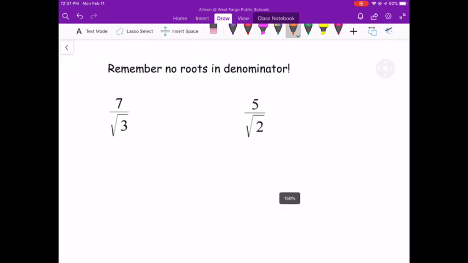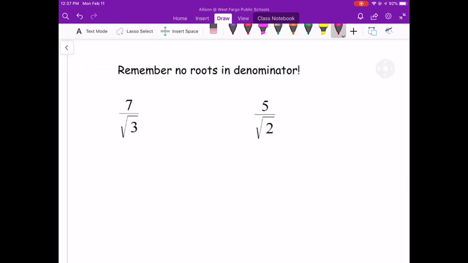No roots in the denominator means you really need to rationalize it, so you can't have the square root of 3 down here. How I get rid of it is multiplying it by the square root of 3. Whatever you do to the bottom, you have to do to the top as well. 7 is on the outside of a root, so 7 goes on the outside. So it'd be 7 square roots of 3 in the numerator.